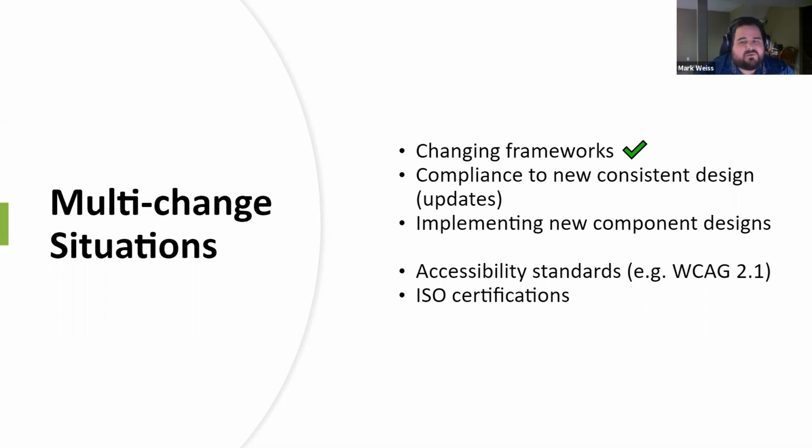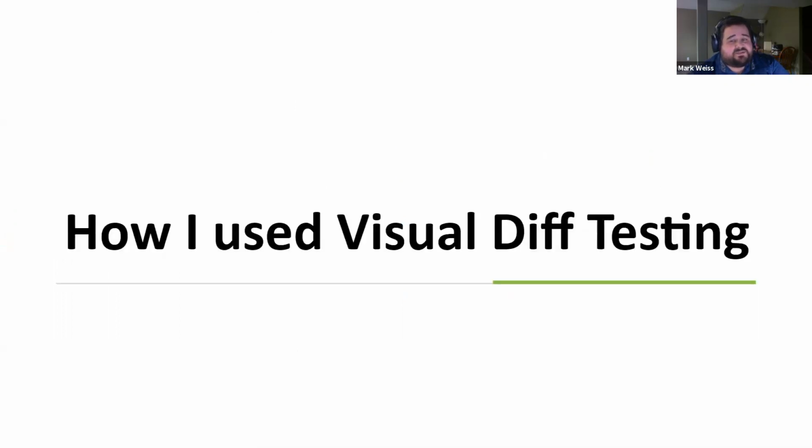You also have an outside requirement that can creep in. Being an LMS company, D2L has to adhere to strict accessibility standards. Most recently, the requirement to be WCAG 2.1 compliant. Of course, there's a plethora of ISO certifications, and to adhere to them, you might impact your whole site. So there are a lot of situations where there's a lot of checking to do. So that's where Visual Diff comes in. So how did I use Visual Diff testing to help fix, maybe not fix, help get by these problems?